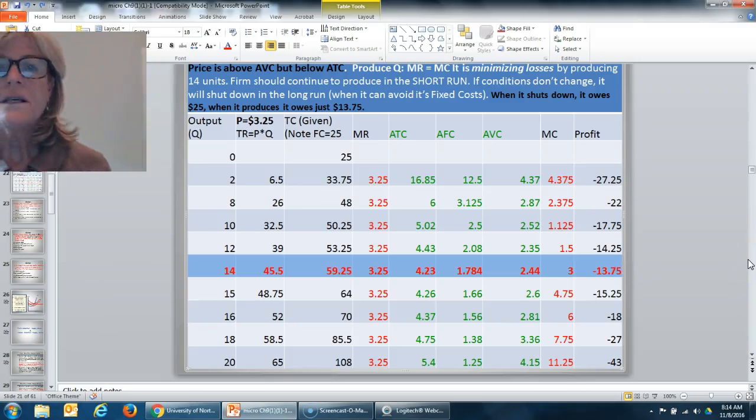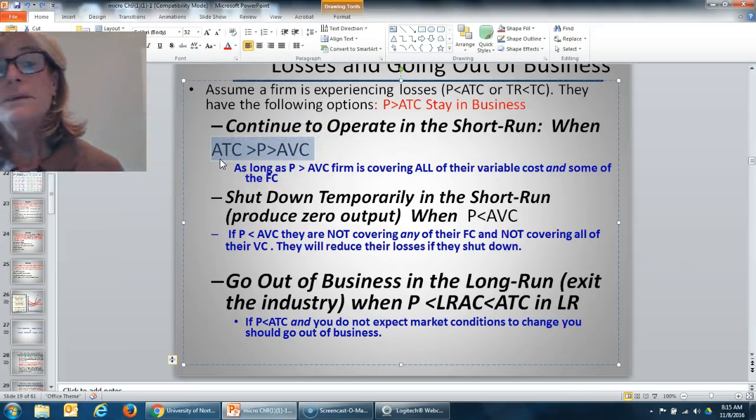All right, so where is marginal revenue or price relative to average total, average fixed, average variable? Well, it looks like my marginal revenue is less than average total, but it's greater than average variable. Does everybody see how my price is less than average total but greater than average variable? So what kind of rule is that? My price is greater than average variable, but less than average total. So what this says is that we should continue to operate in the short run.